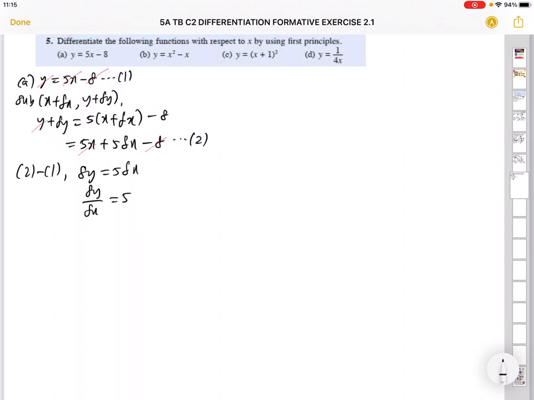Now this is called the gradient of your chord. So for a straight line, it's very easy. We know the answer is going to be 5, right? The gradient of a straight line is fixed. It's your mx plus c, so m is just 5. But since we just have to show this, right? dy dx, your gradient of the tangent.